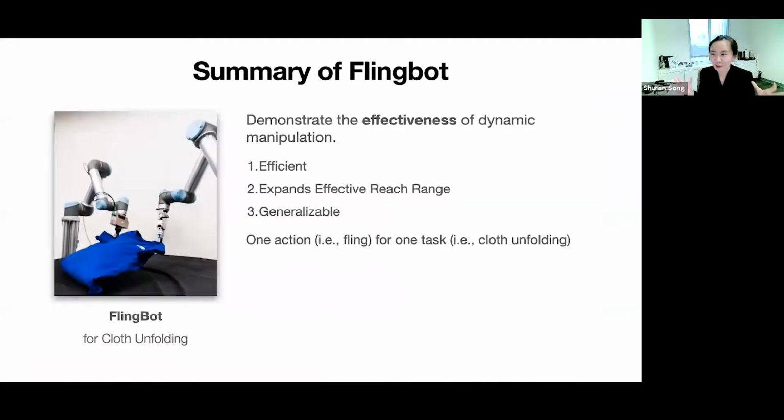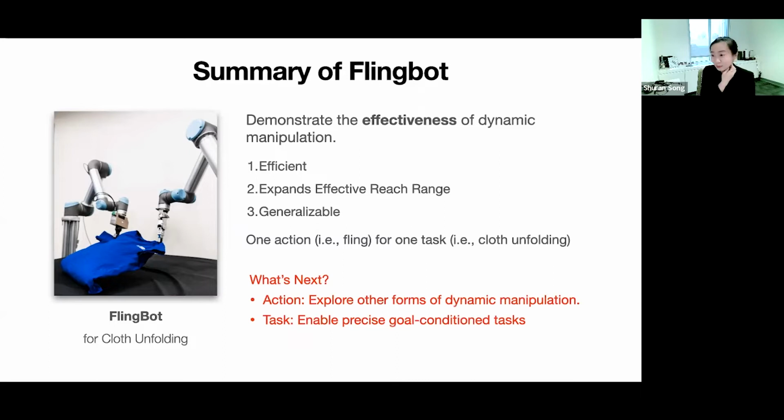So through this very simple exercise of developing Flingbot, I think the most surprising thing we learned is that with a very simple algorithm of learning where to pick up the cloth and using a fixed Fling primitive, the system is able to work really well for this very challenging task of cloth unfolding. And I think the simplicity of this approach really highlights the effectiveness of dynamic manipulation, at least for this very specific task or application of cloth unfolding.